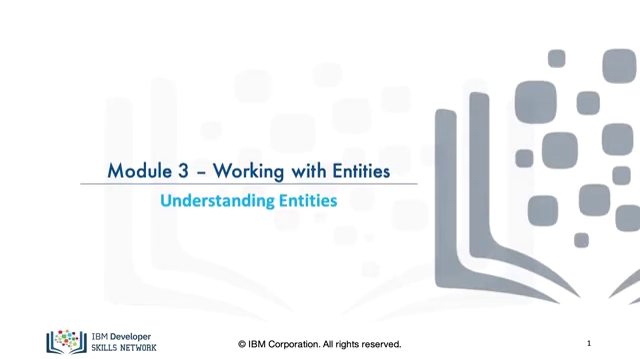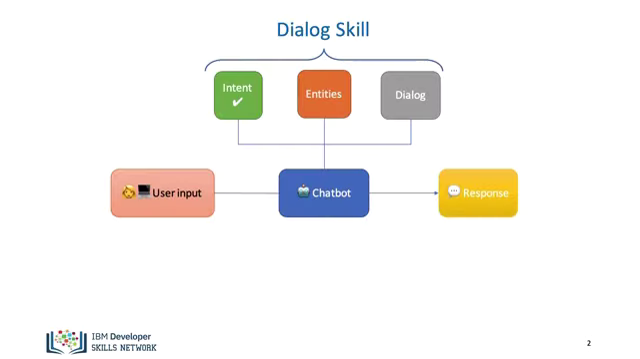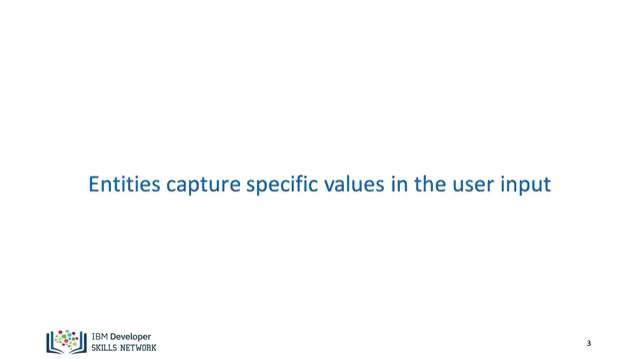Welcome to the third module of how to build chatbots. In the previous module, we mastered intents. This module is entirely dedicated to entities, the second key component of our dialogue skill. As you know by now, intents capture the user goal. Entities allow us to capture specific values within the user utterance.